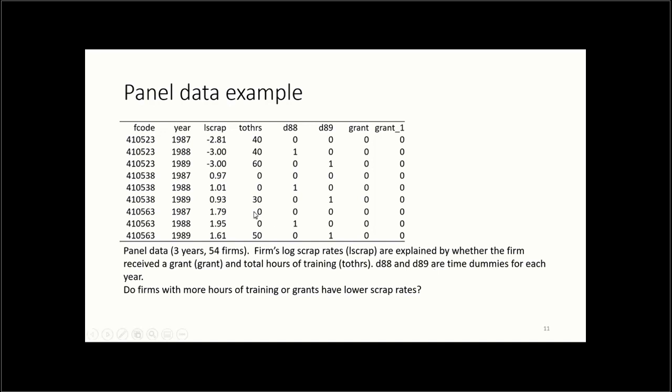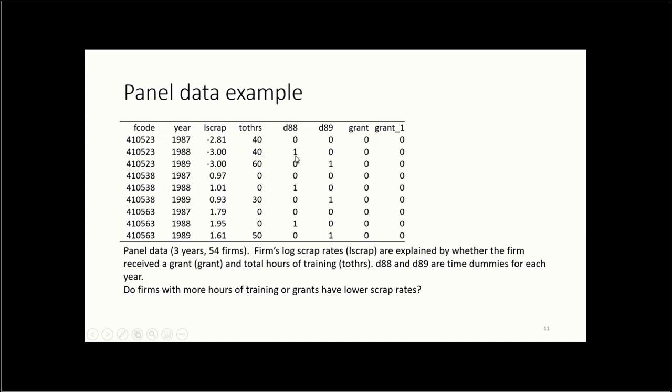So here's how panel data looks like. Here F code would be the firm code, and we would have data for 3 years for the first firm. This would be the second firm, and this would be the third firm. And these would be the years in the data. And here we would have log of scrap rates. And this would be total hours. These would be dummy variables for each year.